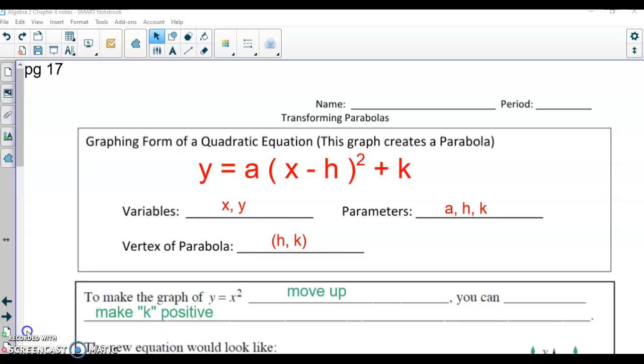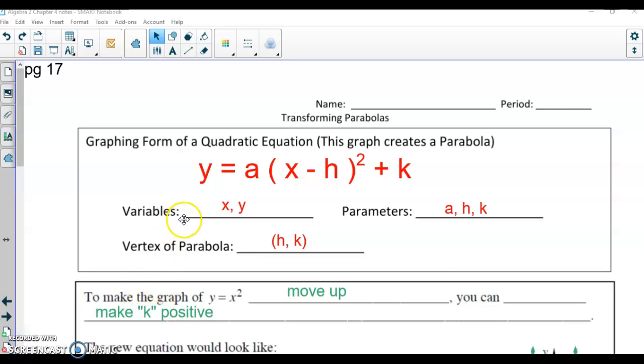Open your packet to pages 17 and 18 for the graphing form of a quadratic equation for a parabola. These are the rules that govern the movement of the vertex of a parabola, and the rules for a, which determines how wide or skinny the parabola is going to be.